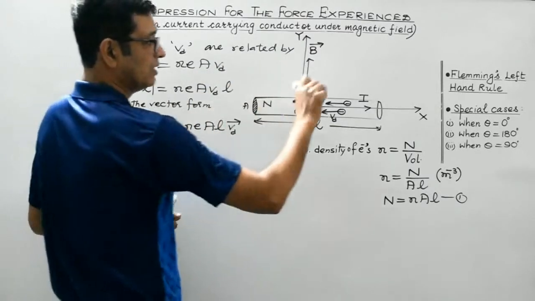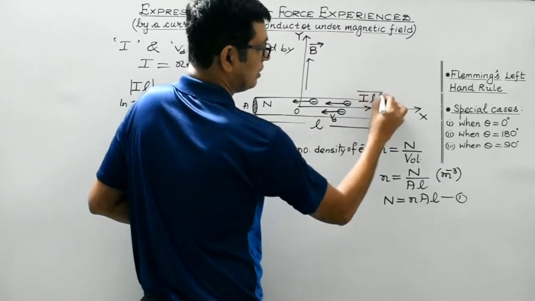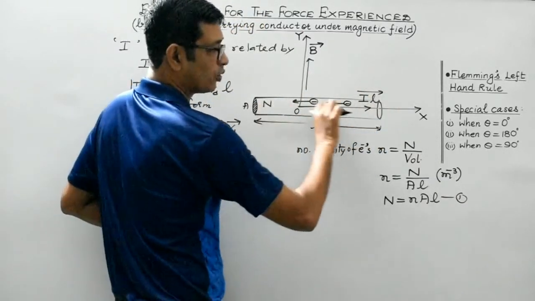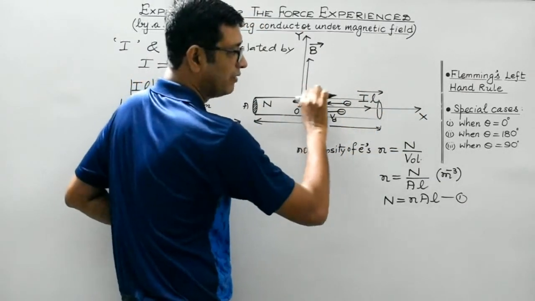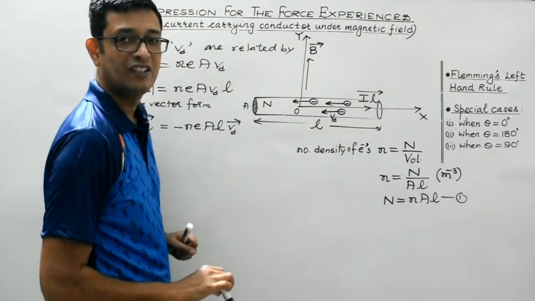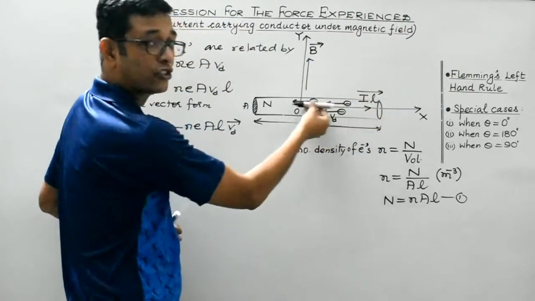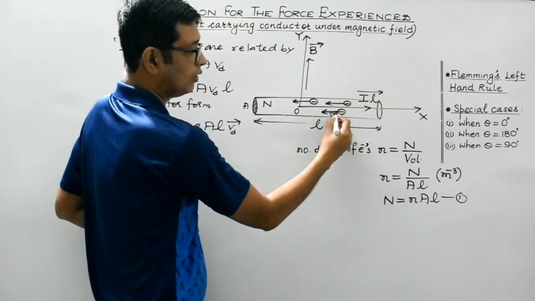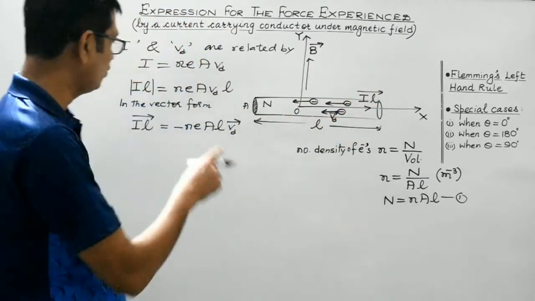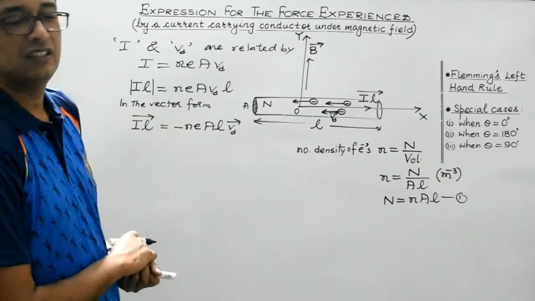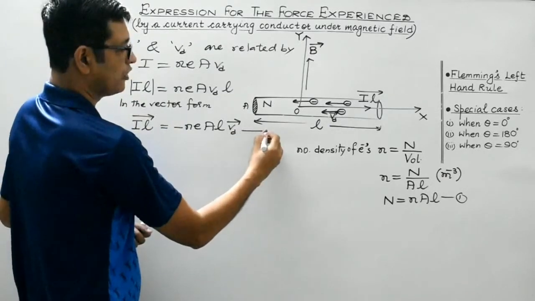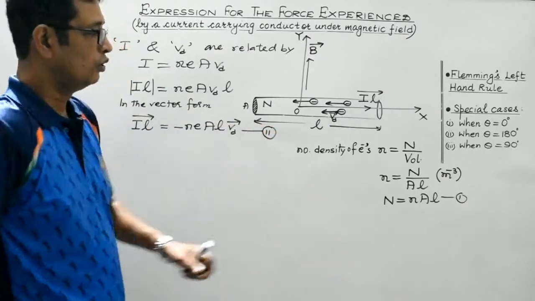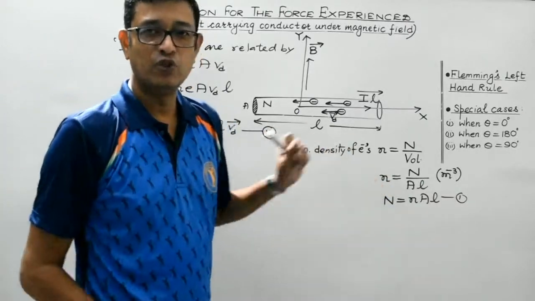If the length of the conductor is measured along the positive x direction, the current element IL vector will be along the x direction, right? Electrons will drift in the opposite direction. So Vd and IL both are oppositely directed. That is why this negative sign is to be assigned over here. So put this as equation number 2. So these are the two facts which we'll be using, right?